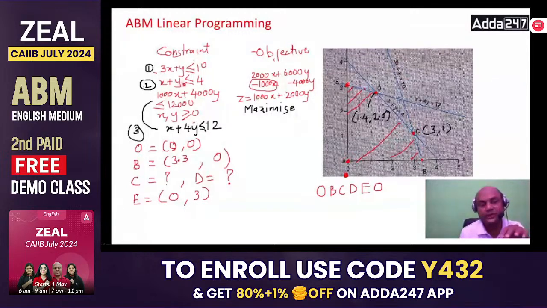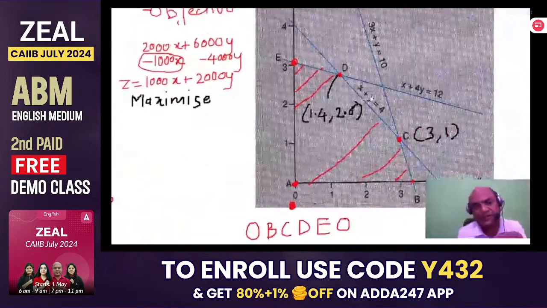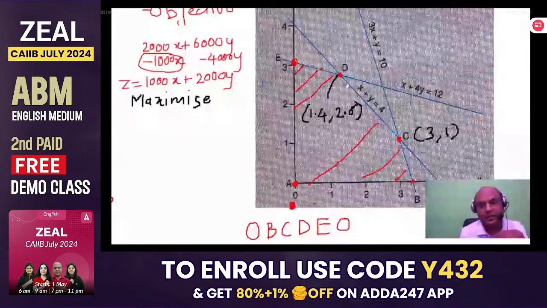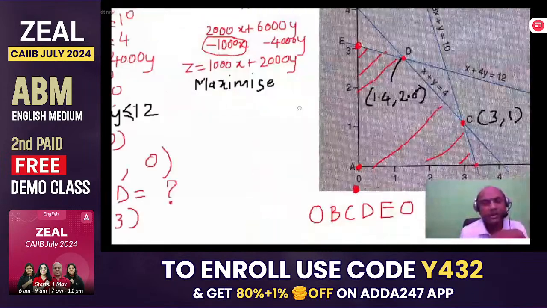X plus y less than or equal to 4. Put y equals to 0, x equals to 4. See this point over here. Put x equals to 0, y equals to 4. So this point over here. So this line goes from 4 to this 4. So this is x plus y equals to 4. Are you able to see this? This is your line.